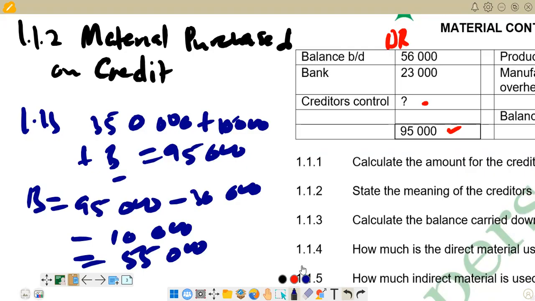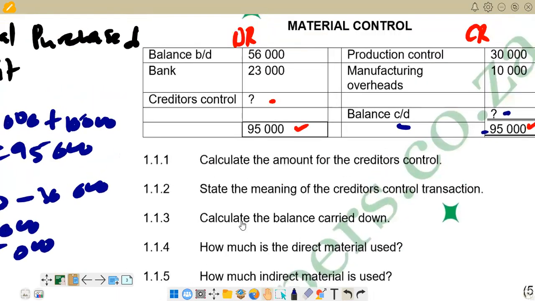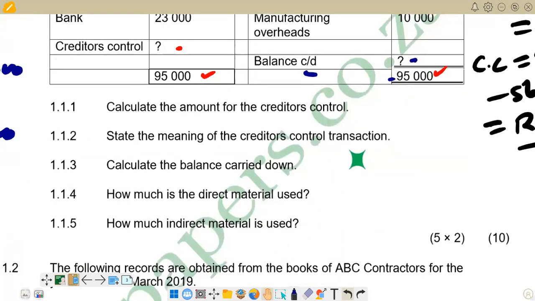We'll go to the next question, which is 1.1.4. And it reads, how much is the direct material used? We don't have any description of direct material in the material control. But what you know is that material that is transferred to the production control is direct, be it direct labor or direct material. But when it becomes indirect, it goes to manufacturing overheads. We should take note of that.